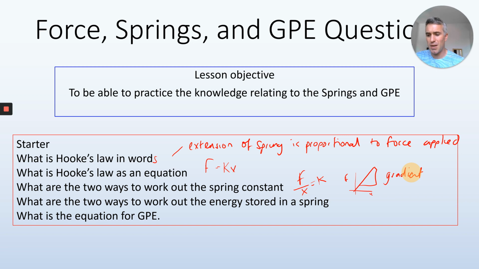What are the two ways to work out the energy stored in a spring? There's actually three ways, but I suppose maybe one way's equation, and so we can do E equals half kx squared or half Fx. So that's one way, and the other way is if you do the graph, looks like this. You do the area under the graph.